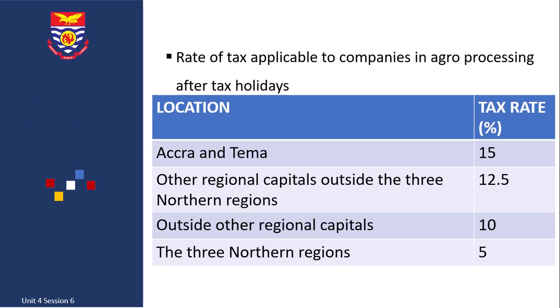Let us look at the tax rate applicable to companies in agro-processing after the tax holidays. For those located in Accra and Tema, their company rate is 15%. Those at the other regional capitals outside the three northern regions, the rate is 12.5%. Those outside other regional capitals, 10%. And then for the three northern regions, we have 5%.